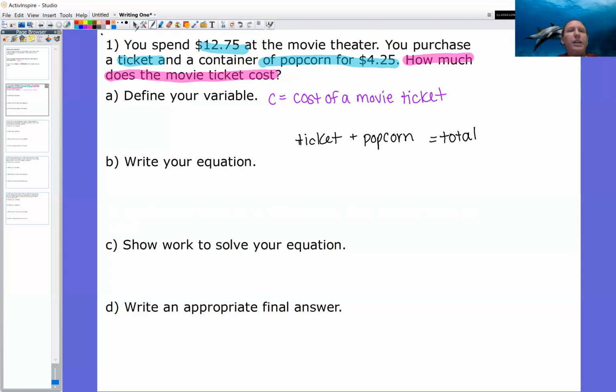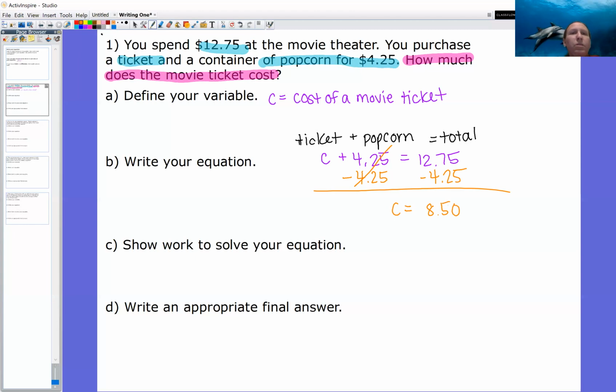So now that we've identified that information, go ahead and try to write your equation. Well, the ticket cost is what we don't know, so that's going to be our C. The popcorn costs $4.25, and the total cost was $12.75. So our equation is C plus $4.25 equals $12.75. From there, we're going to show our steps to solve. So we need to do the inverse operation and subtract $4.25 from both sides. That adds to 0, and we get C equals $8.50.